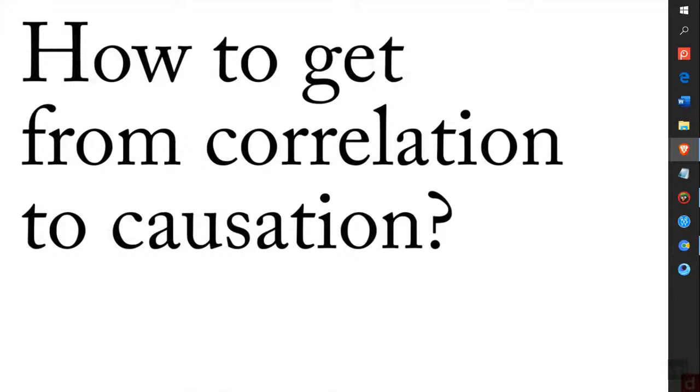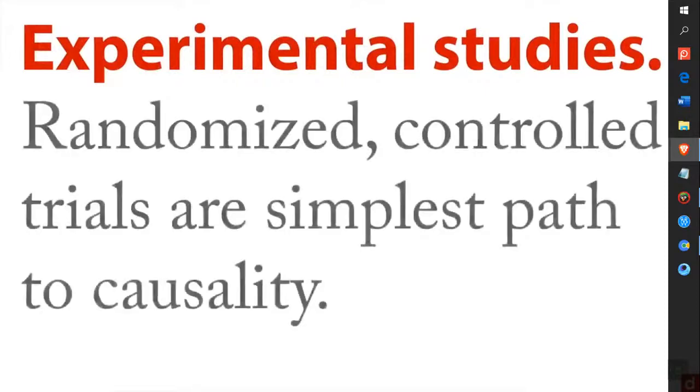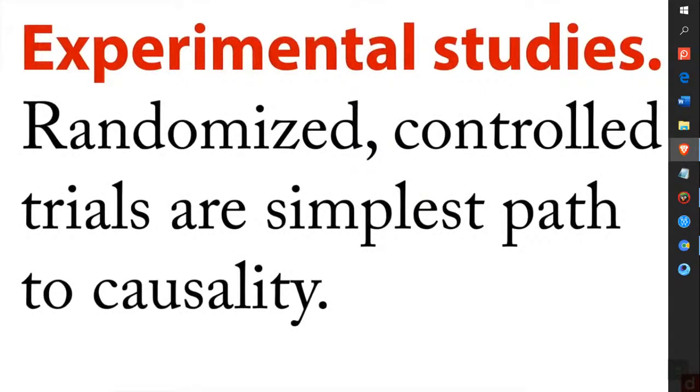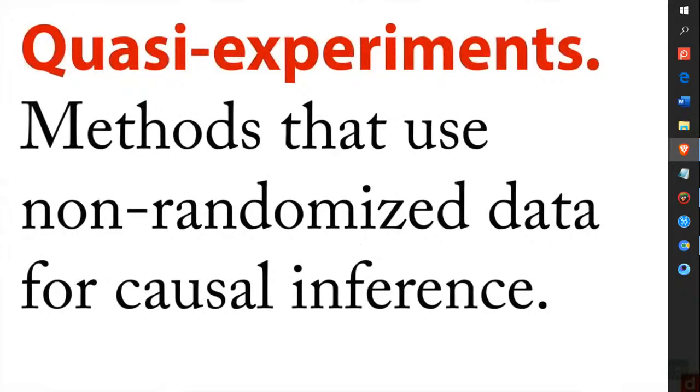Well, there's a few ways to do that. One is experimental studies. These are randomized controlled trials. Now, that's theoretically the simplest path to causality, but it can be really tricky in the real world. There are quasi-experiments, and these are methods, a whole collection of methods, that use non-randomized data, usually observational data, adjusted in particular ways to get an estimate of causal inference.